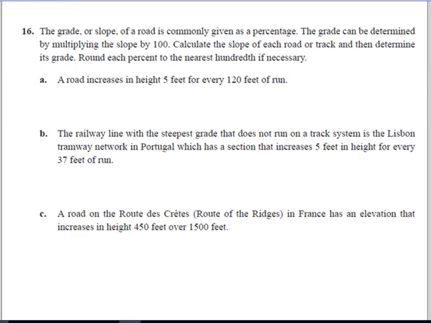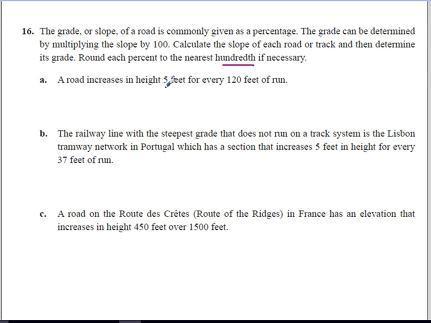For our next problem, the grade or slope of a road is commonly given as a percent. The grade can be determined by multiplying the slope by 100. So decimal to percent, multiply by 100. We've done that before. Calculate the slope of each road or track and then determine its grade. Round each percent to the nearest 100th, 2 decimal places, when necessary.